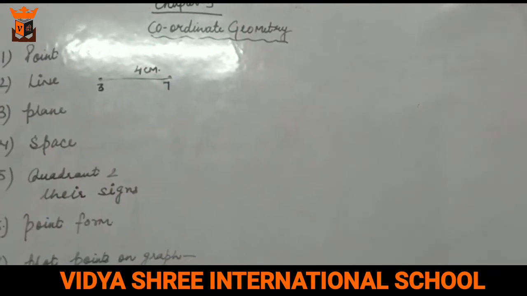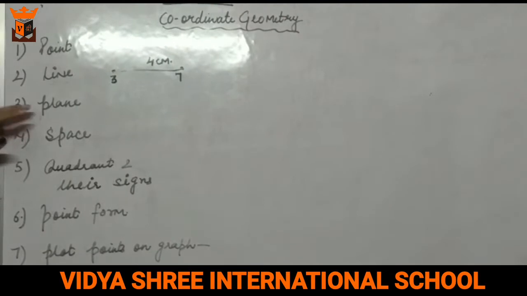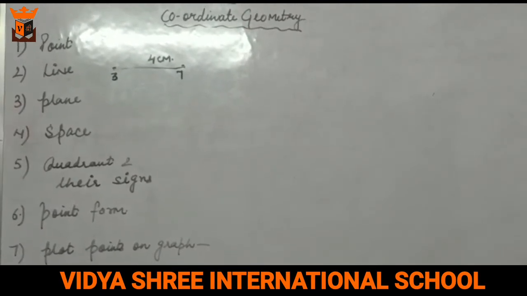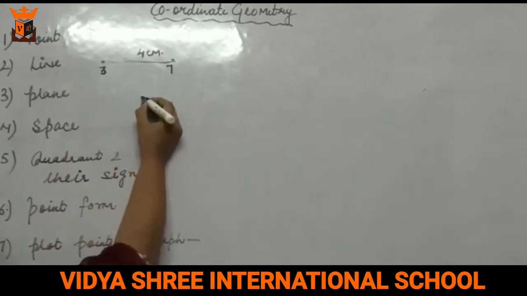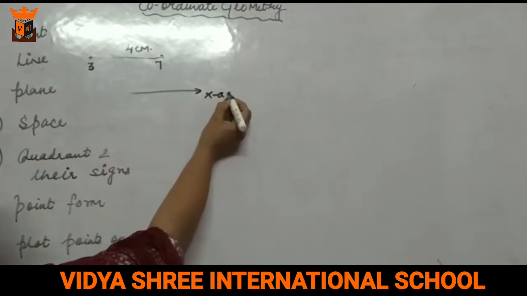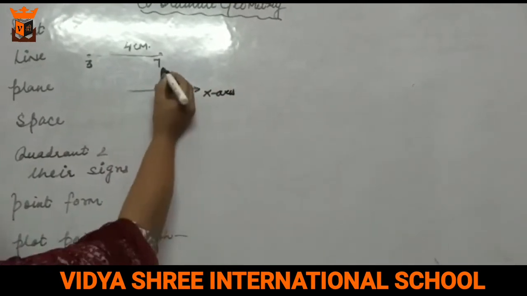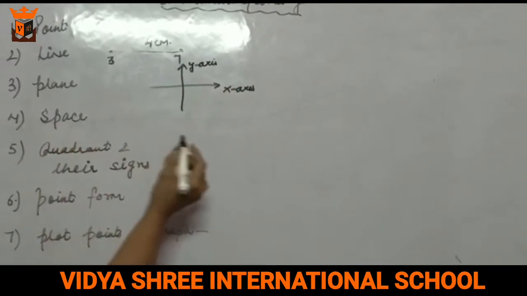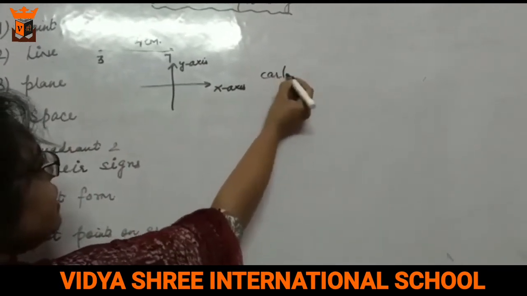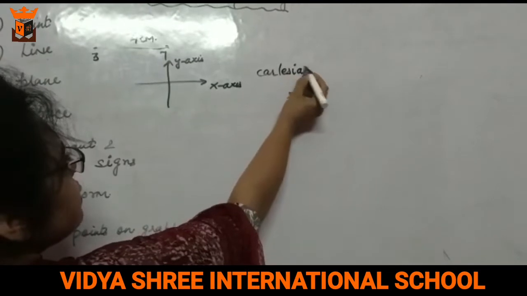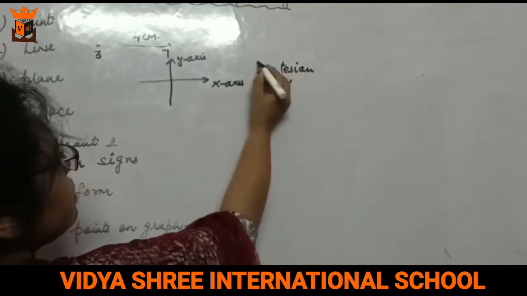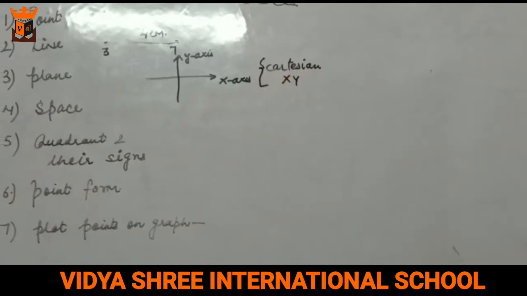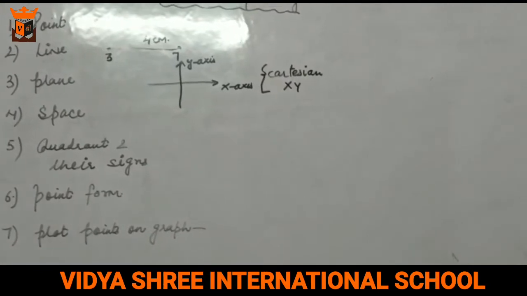After line, what comes? Comes plane. Plane in which there are 2 axes. 2 axes means this is x-axis and this is y-axis. This is called plane. Plane is also called Cartesian plane, xy plane. By any name we can call it xy plane or Cartesian plane.